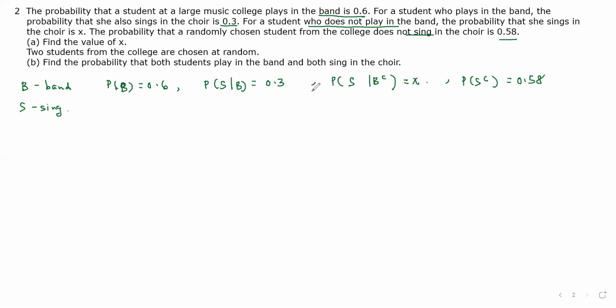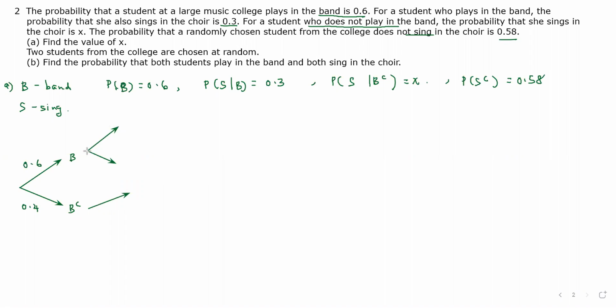For conditional probability questions, it is much simpler to just solve it by drawing a tree diagram. We started with whether a student is in the band or not. Then we have these two cases here: a student that is in the band and a student that is not in the band. The probability that the student is in the band is 0.6. Then the probability that the student is not in the band is 0.4.